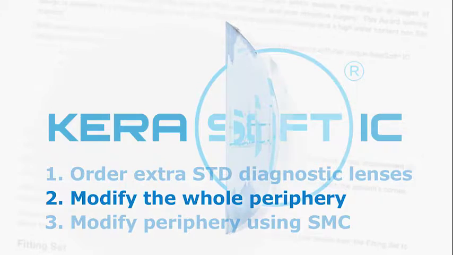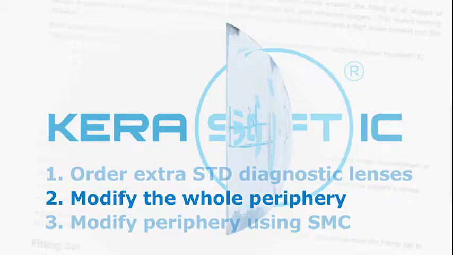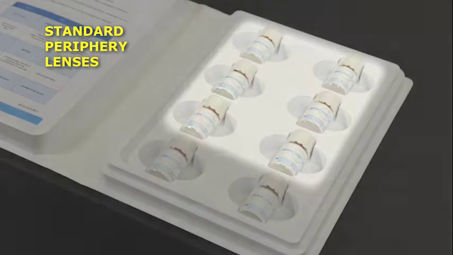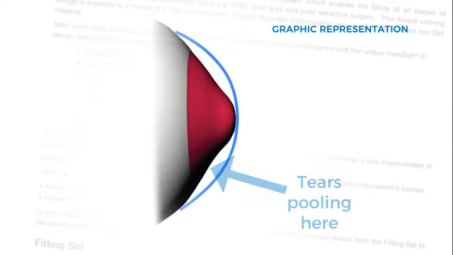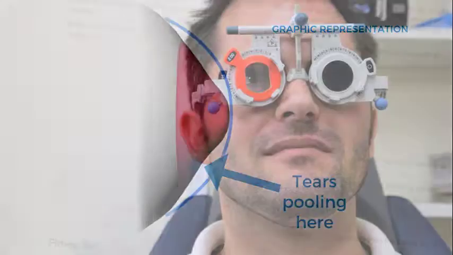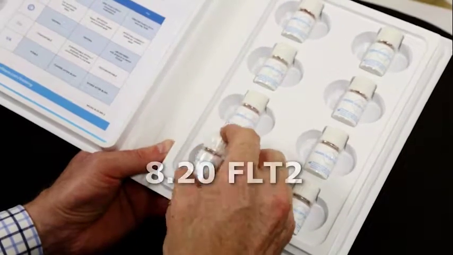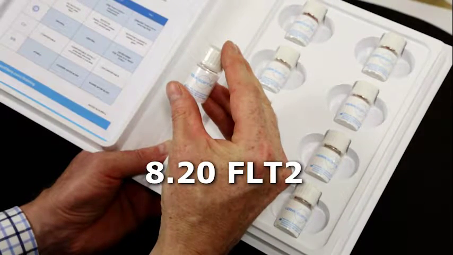Now let us look at modifying the whole periphery of the lens. The most common use of full peripheral change is keratoconus, where the peripheral cornea is very flat. Standard periphery lenses will have difficulty settling on this type of cornea, which results in tears pulling under the lens. This causes poor, fluctuating visual acuity that will not improve with over-refraction. To assist in fitting this type of cornea, an H2 flat 2 lens is provided in the diagnostic set. In most cases, this lens configuration enables an alignment fit.